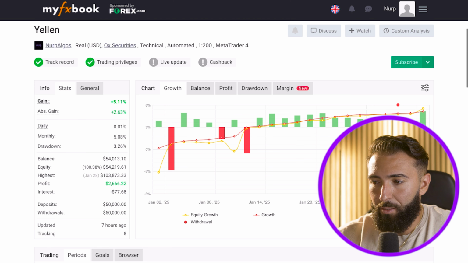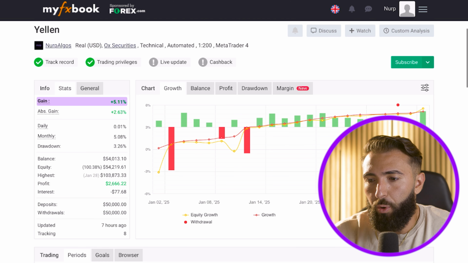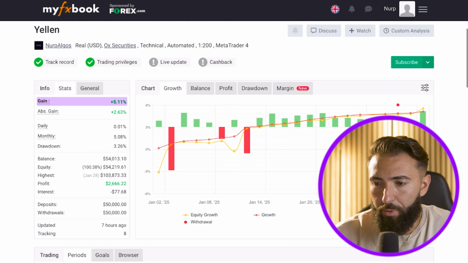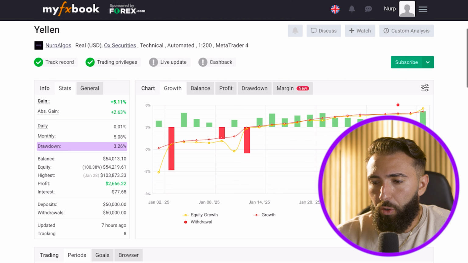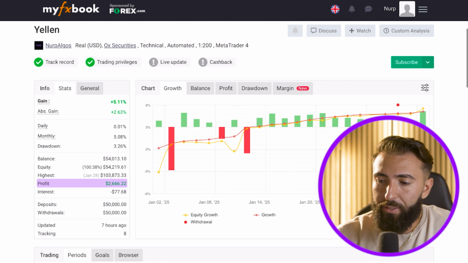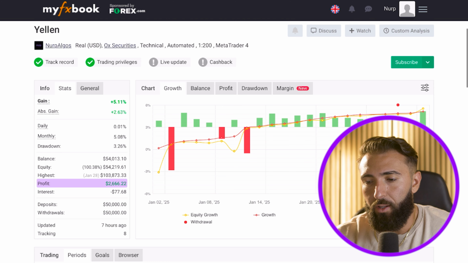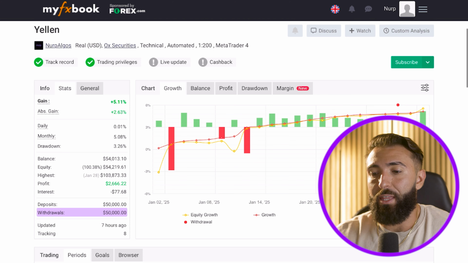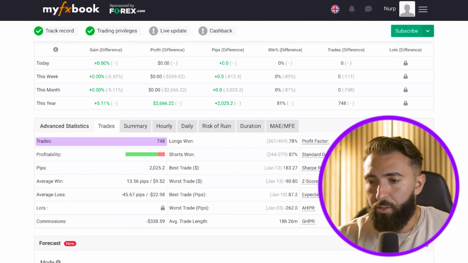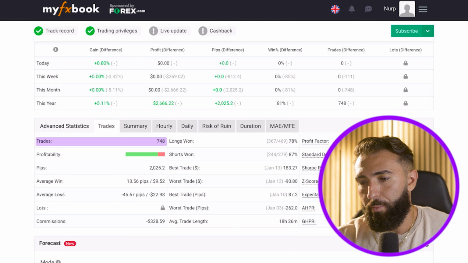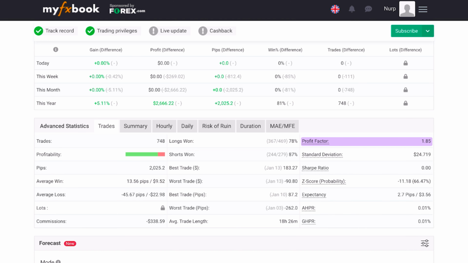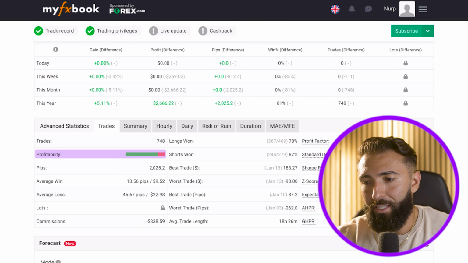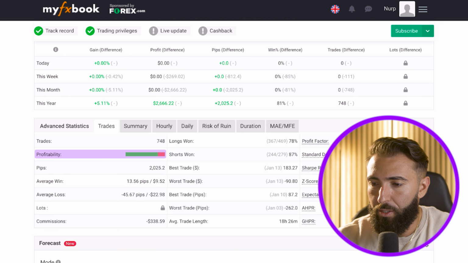Next up is the Yellen bot. The Yellen bot did 5.11% for the month of January. Its max drawdown is 3.26%, and its total profit is $2,666. There was a withdrawal on this account of $50,000. Its total trades was 748 for the month, and its profit factor is sitting at 1.85. Its profitability is 82%, so it lost 18% of the trades.